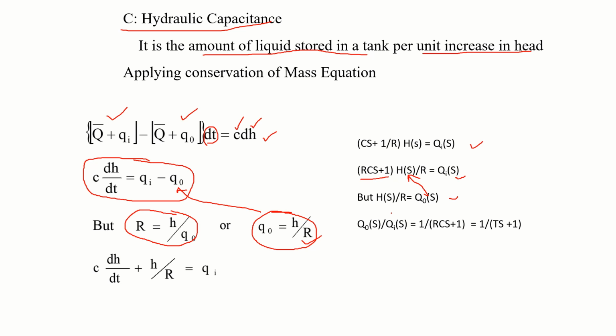Let me replace this H of S by Q naught of S. Then Q naught of S by Qi of S is equal to 1 by RCs plus 1. Let me replace this RC by T, which is time constant. So Q naught of S by Qi of S is equal to 1 by Ts plus 1. So you will get the first order equation. It's a first order system. So I can introduce one more tank. I can make another first order so that overall it can be a second order system.